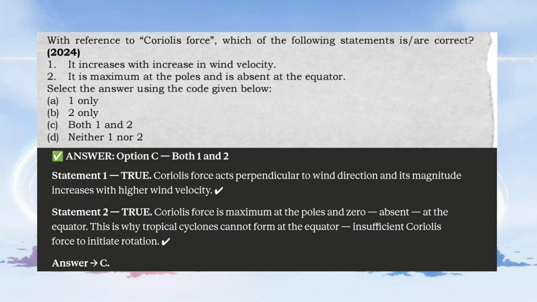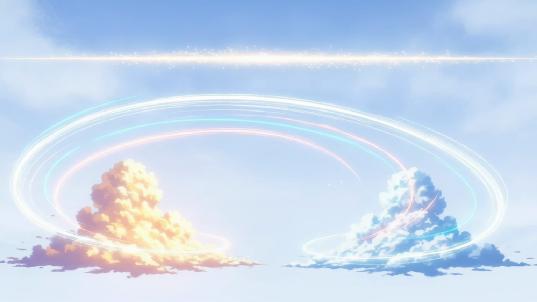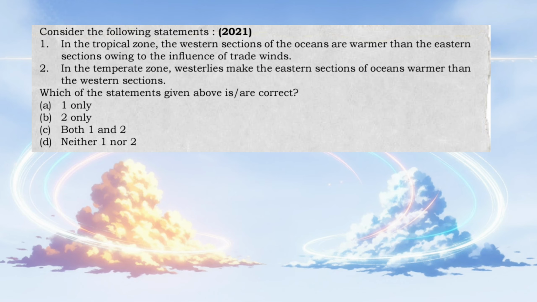Answer, option C, both 1 and 2. Statement 1 true. Coriolis force acts perpendicular to wind direction and its magnitude increases with higher wind velocity. Statement 2 true. Coriolis force is maximum at the poles and absent at the equator. This is why tropical cyclones cannot form at the equator, insufficient Coriolis force to initiate rotation. Answer C. Question 16, UPSC Prelims 2021.